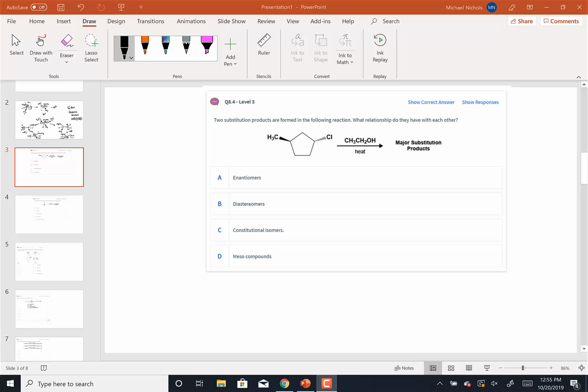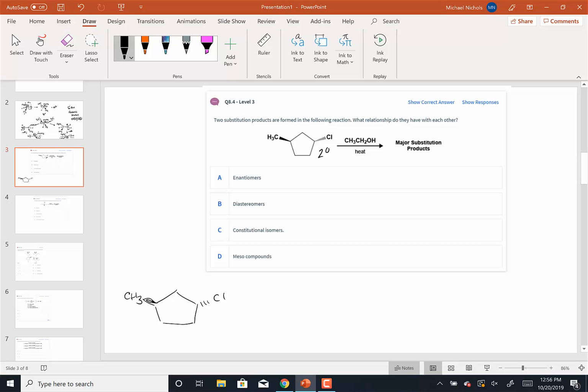Okay, for this question, it tells you that two substitution products are formed, and they're asking what the relationship would be with each other. So let's go ahead and write the mechanism for this molecule. So we have a chiral center that is attached to the CH3, and then we have the leaving group, the chloride.